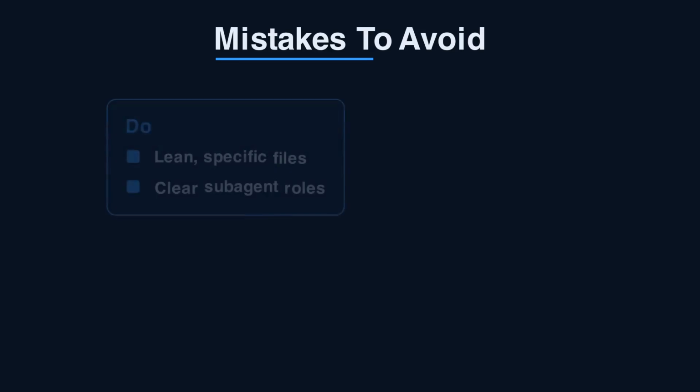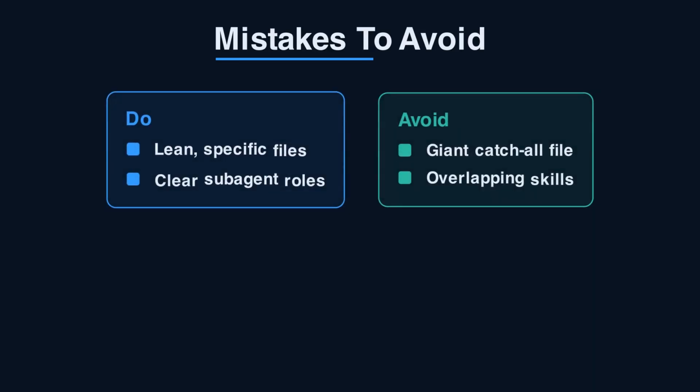Now the traps that quietly waste your tokens. A bloated Claude.md buries the rules that matter. Putting personal preferences in shared project memory annoys your whole team. Vague subagent descriptions mean the main agent never delegates. And too many skills with overlapping triggers cause misfires. Audit your setup monthly and delete anything you no longer use.